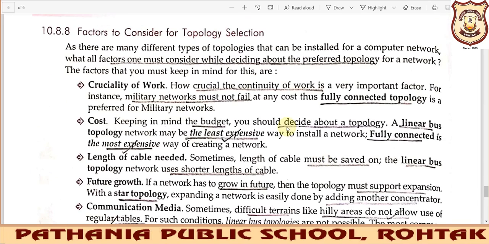So the last point about this topic is the factors to consider in topology selection. What factors should we keep in mind before we select the topology? First, if you are going with military work, there we need a fully connected topology. Next, if your budget is not that much, you don't have much expenses, then you can go with the linear bus topology. And if you have much to spend, you can go with fully connected, like mesh topology.